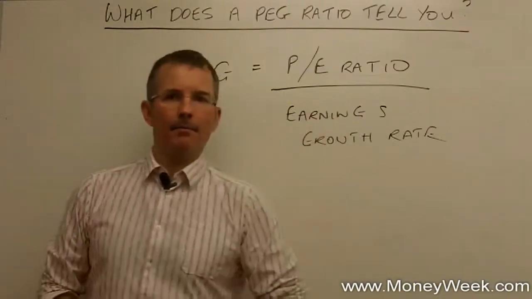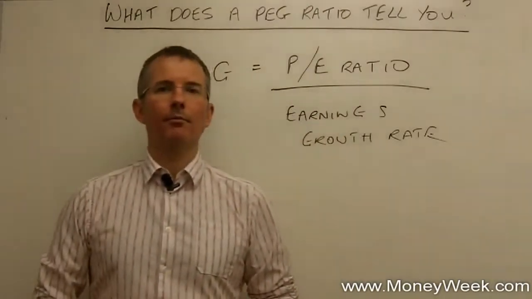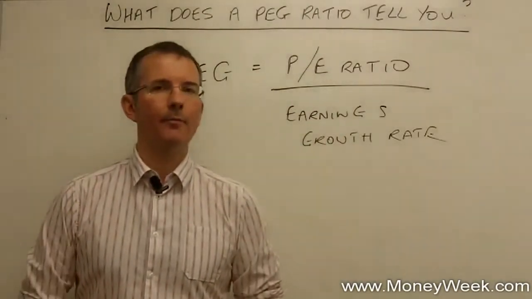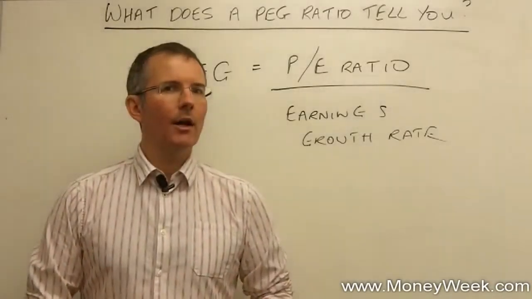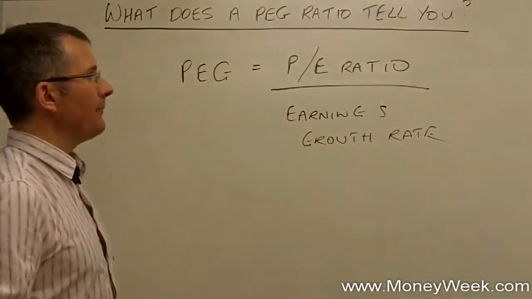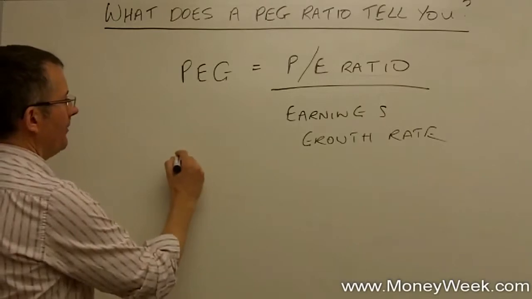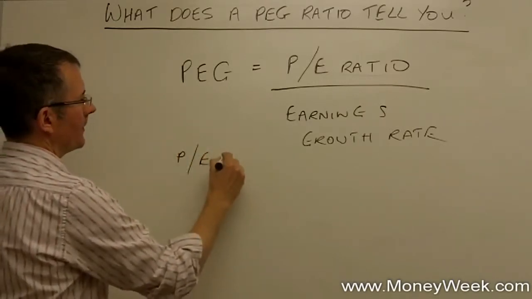And it gives you a number, just like the PE ratio. So you get a number out, like 1, for example. Okay, so how does that work? Well, let's say that I have a firm with a PE of 10.